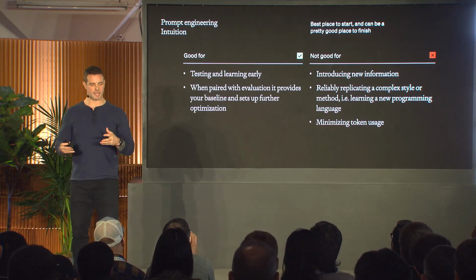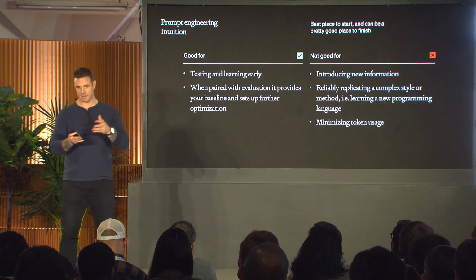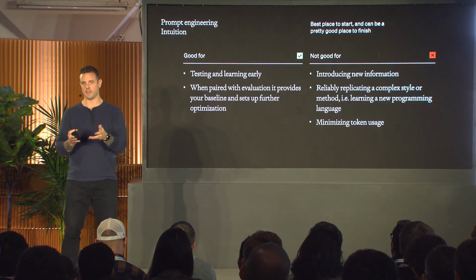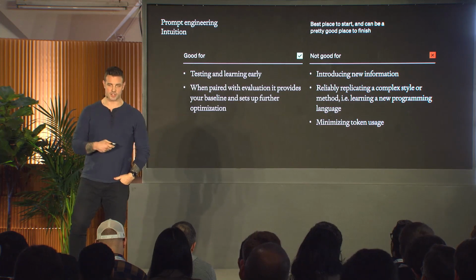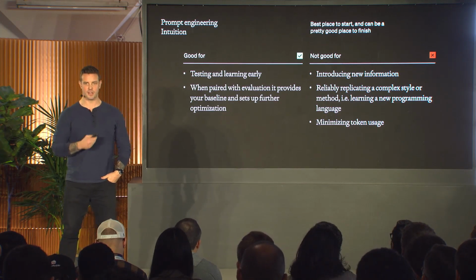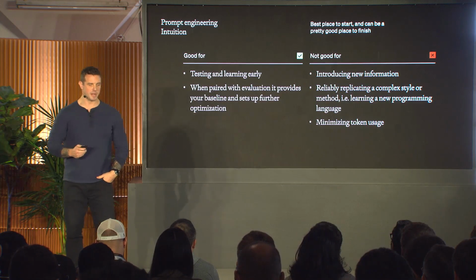Also, reliably replicating a complex style or method. Again, limited by the context window in terms of the number of examples that you can actually show to the model. So it's a great place to start, but depending on the complexity of your task, might not get you there. And the last thing is minimizing token usage.